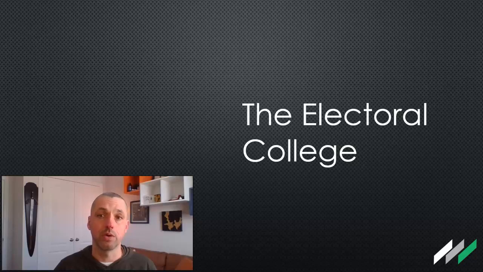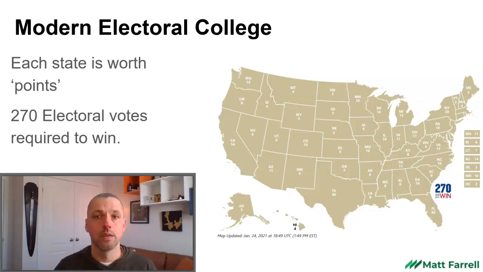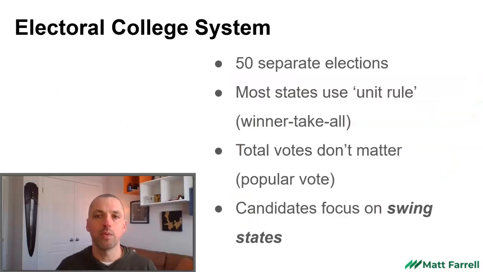In this video, we're going to examine the contemporary Electoral College. We recall the Electoral College essentially functions as a point system where each state is worth a given number of points, or Electoral College votes, and a candidate needs to accumulate 270 in order to be elected president. Now, we want to think of this as 50 separate elections. Electing a president is not one national election, but rather 50 separate ones.